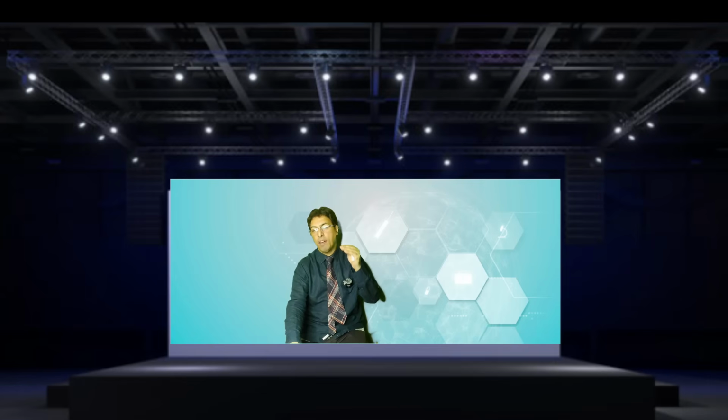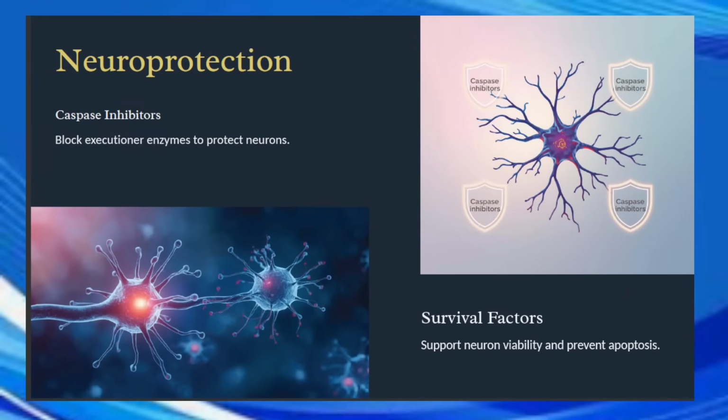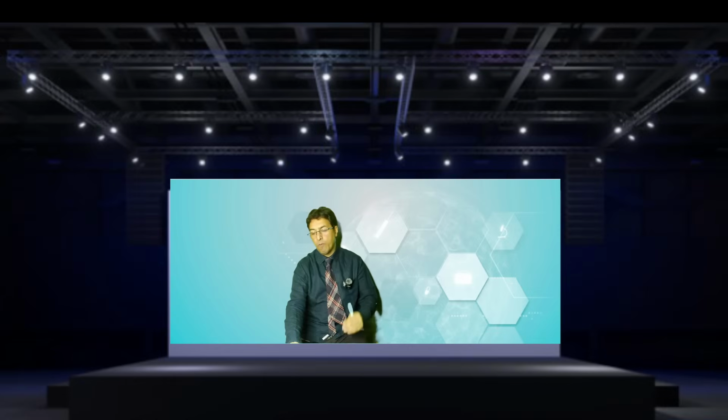Over here we have to see how neurons are protected, in addition to, I must say, antioxidant factors and other factors which help in neuroprotection to a limited extent. So caspase inhibitors are very important, and I mean to say any factor which supports neuronal viability and prevents apoptosis is very important in the treatment of these diseases.